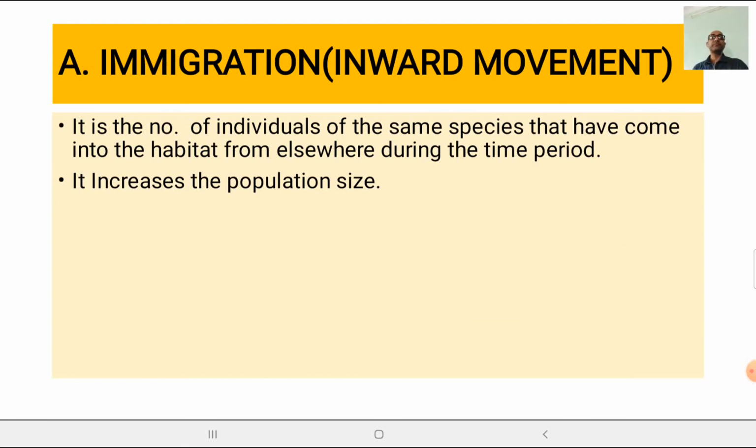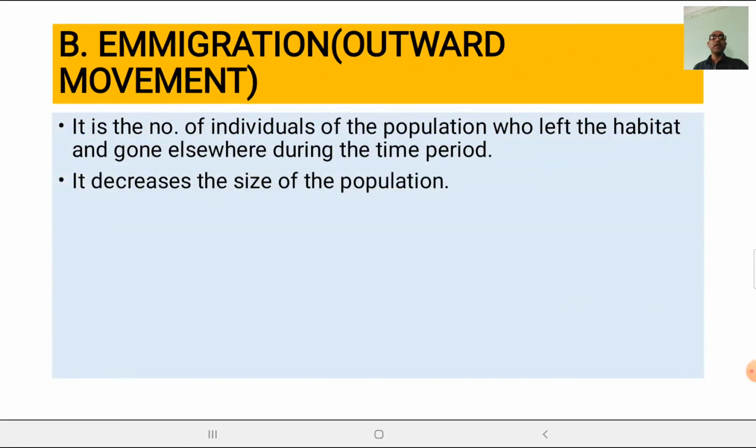Now let us come to emigration. What is that? Emigration means outward movement. It is the number of individuals of the population who left the habitat and went elsewhere during the time period. That means individuals are moving out of the population to somewhere else.